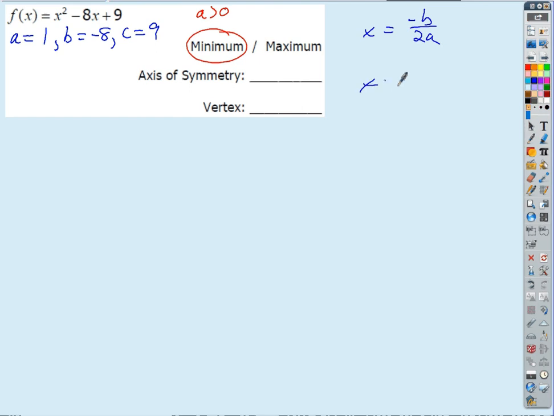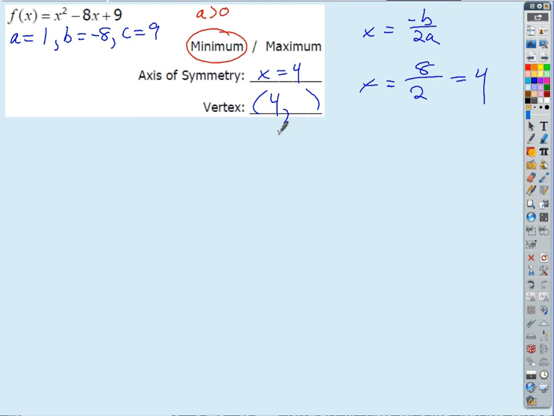Yeah. So then if I plug stuff in, what am I going to get? On the top, I'm going to get 8, positive 8, because I'm doing the opposite of b, divided by 2 times 1, which is 2. So 4 is my x-coordinate. So my axis of symmetry is x equals 4. So what are the coordinates of the vertex going to be?